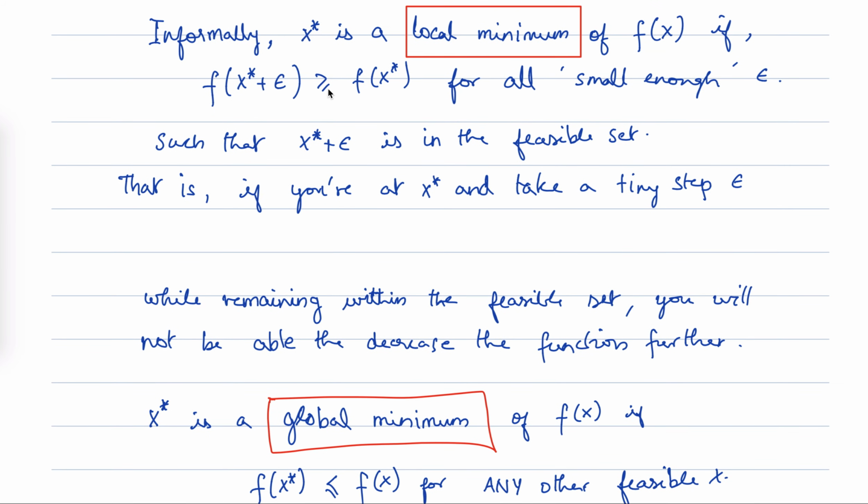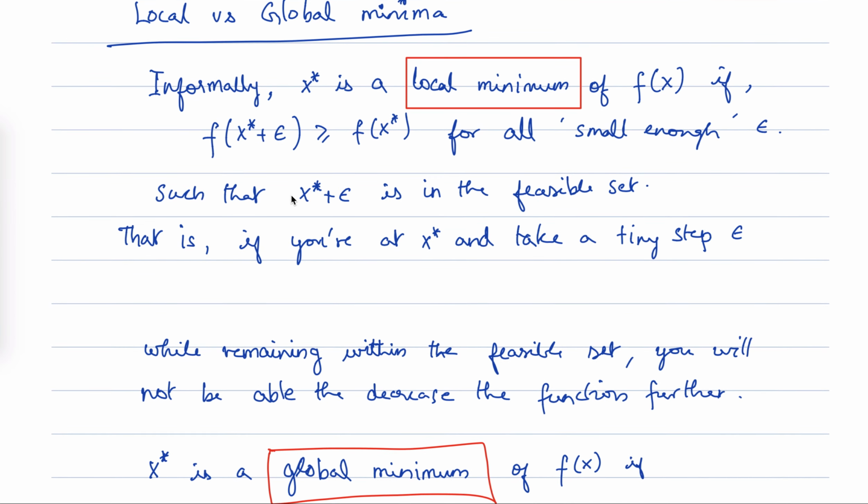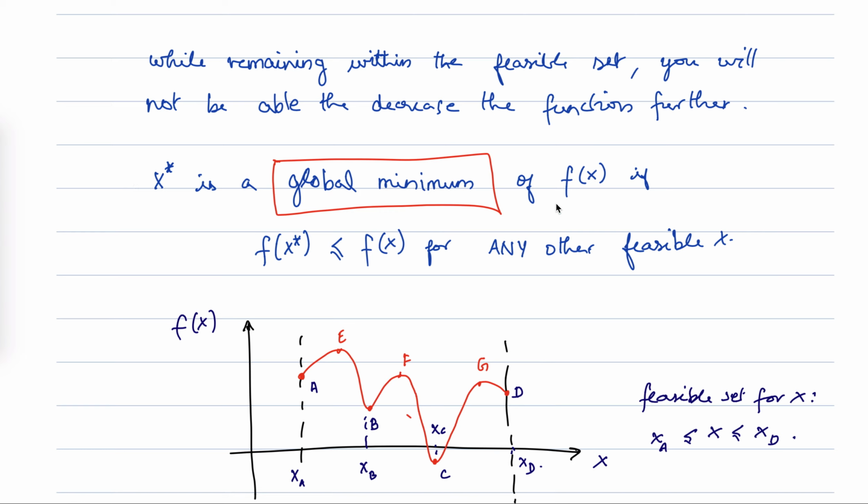And of course, you want to take the step while being within the feasible set. Because we are searching for the optimal value or the minimum value only within the feasible set, or the set that satisfies any constraints you might have on the problem. Okay, so that's local minimum, makes sense. Global minimum means, well, that's the obvious thing where the function value at the global minimum is the lowest possible function value on the feasible set. Any other point on the feasible set has at least that function value.